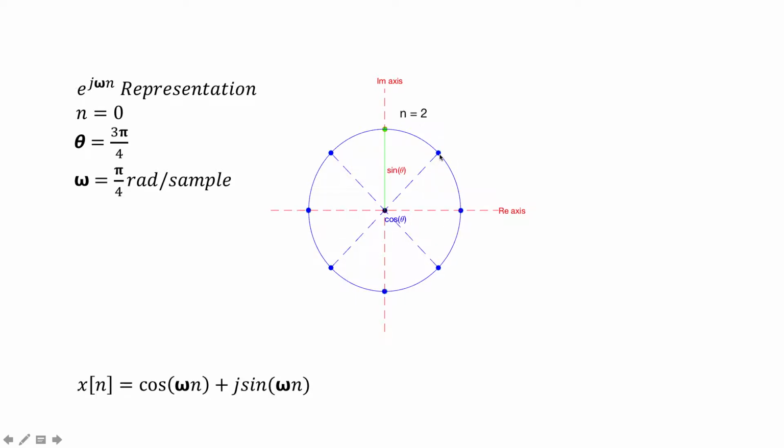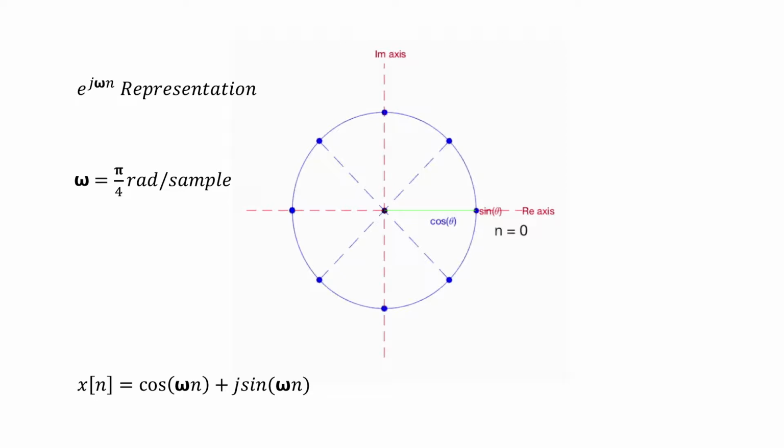For n equals 2, x of 2 would be x of 1 times e raised to j pi by 4. That is, we rotate anti-clockwise by pi by 4 from x1. We can keep on proceeding for n equals 3, 4, 5 and so on, and we conclude that as n increases we rotate the phasor from its last position n-1 by pi by 4.